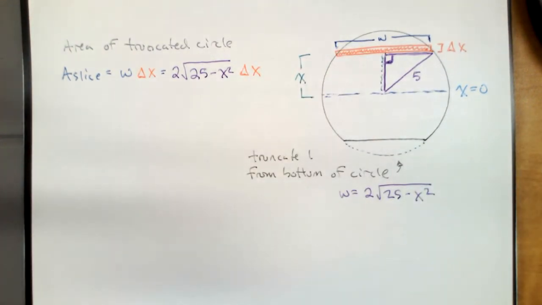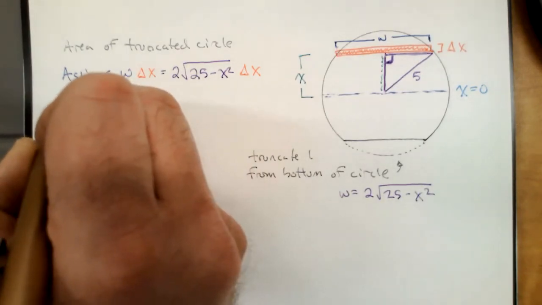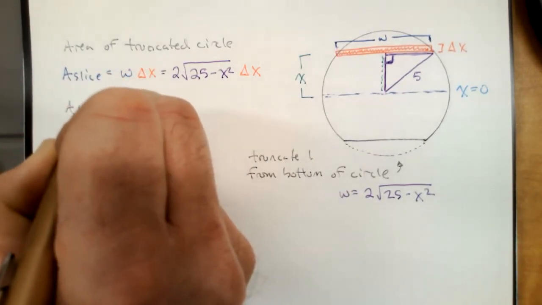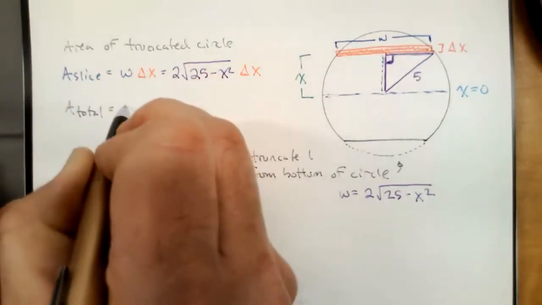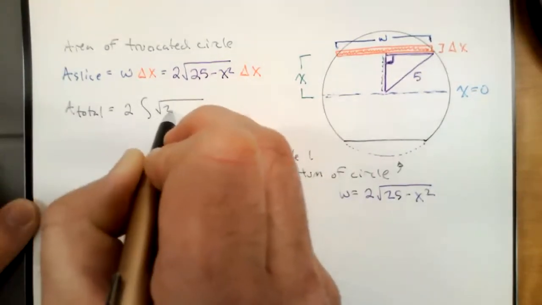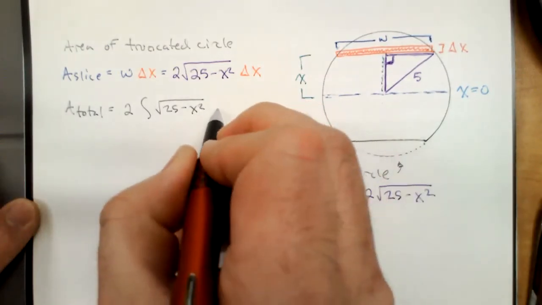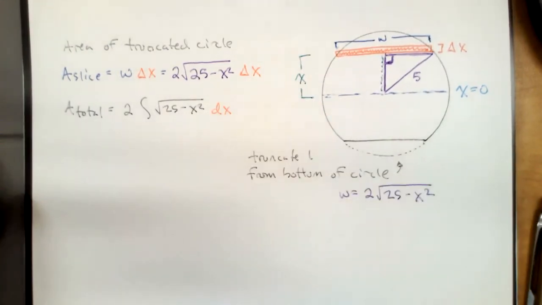What has changed is the values of X that I'm going to plug into my integral. I'm going to integrate over the endpoints of my interval. I'm still going to have this 2, and I'm still going to integrate the square root of 25 minus X squared. Delta X still becomes dx. But now notice that the bottom of the circle is not at -5 anymore. I've cut 1 unit off the bottom of the circle.